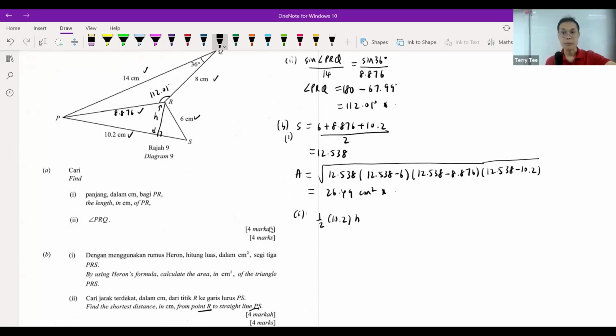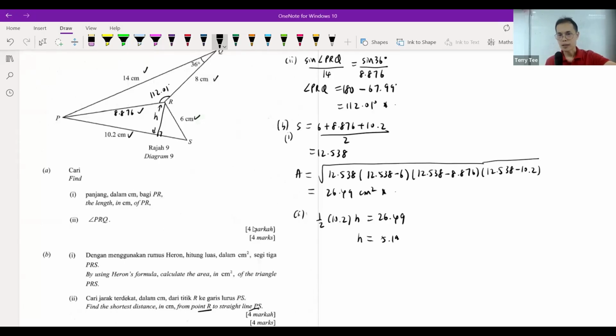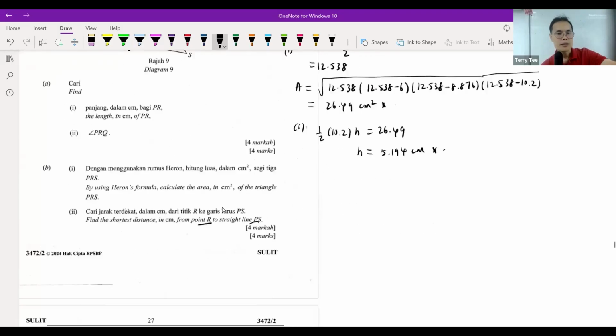Your height, which is the perpendicular distance, we'll call it H, and your area is 26.49. So to find H, we take this answer, 26.49. You multiply by 2, divide by 10.2. Okay, my answer is 5.194. Okay. Lastly, we have to sketch.